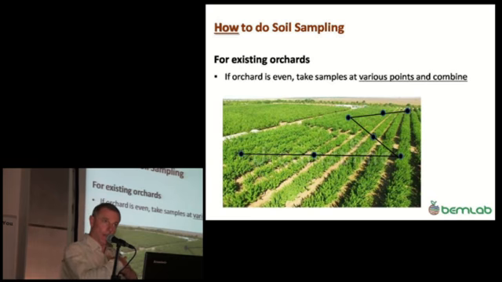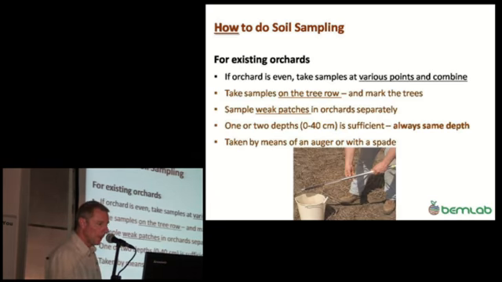But if it's a fairly homogeneous soil, there is still slight variance, and you don't necessarily have to take that into account. You want to get a good average, a representative sample, so you'll take samples at different points in the orchard and combine them. As I said, the weak patches you'll sample separately. When you take the samples, you have to take them on the tree row, or in the area that you fertilize most intensively, where most of the roots are, which is usually on the tree row.